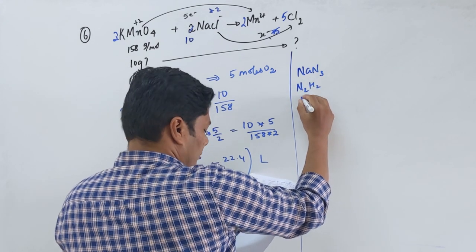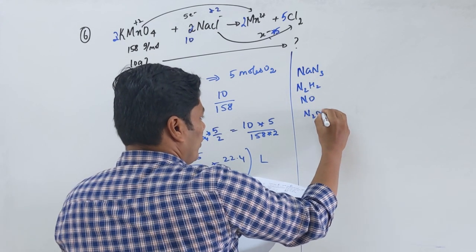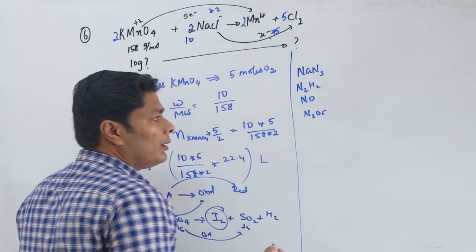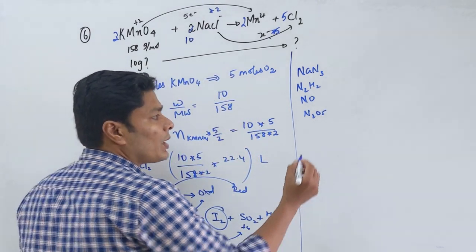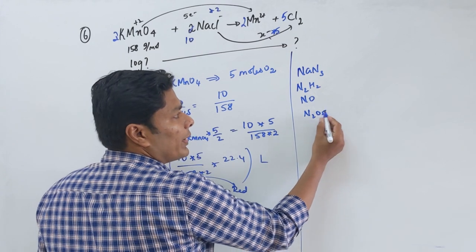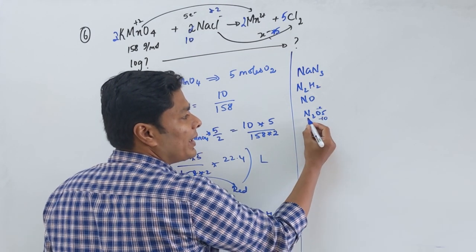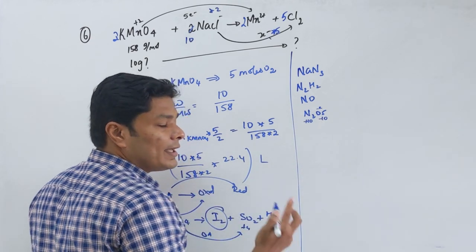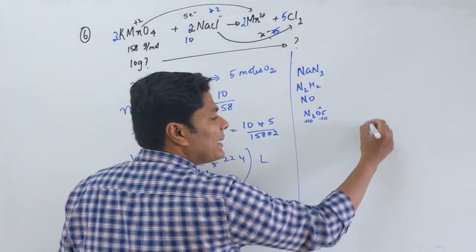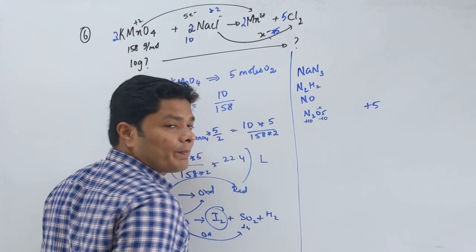NaN3, N2H2, NO, N2O5. Okay, let's go for the simple ones. N2O5: each oxygen is -2, total is -10. So the nitrogens total +10, and with two nitrogens, each nitrogen is +5.